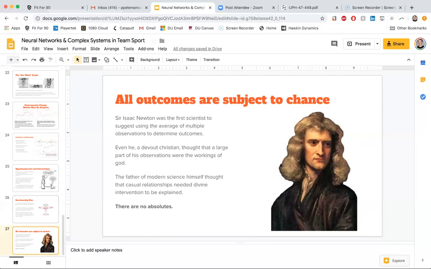But even he, the smartest man of his time and possibly ever, was a devout Christian and thought a large part of his observations were the workings of God. He himself thought that these causal relationships needed divine intervention to be explained. So it only makes sense that we fact check our own biases and see that sometimes, as patterns emerge, as significant events start to become more regular, we need to understand that there are no absolutes, and that these things might be happening due to pure chance or even some confounding variables that we haven't really touched on yet at this point.